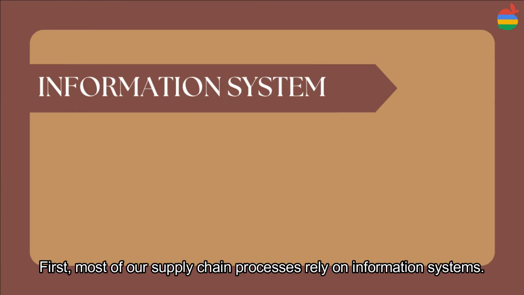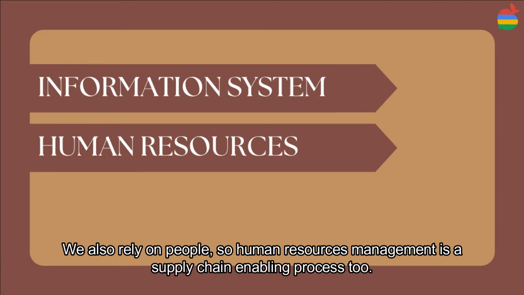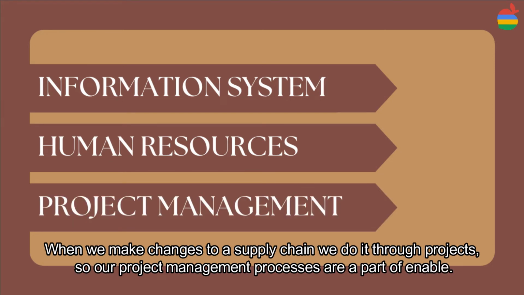First, most of our supply chain processes rely on information systems. So, managing information technology is a process that enables your supply chain. We also rely on people. So, human resources management is a supply chain enabling process too. When we make changes to a supply chain, we do it through projects. So, our project management processes are a part of enable.